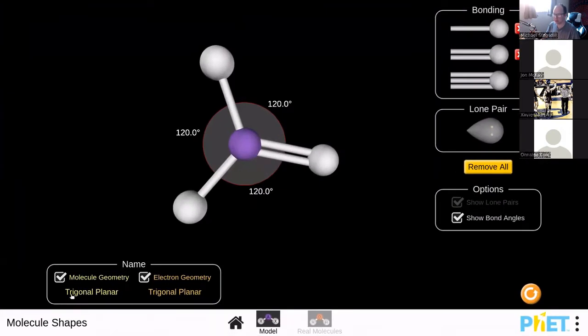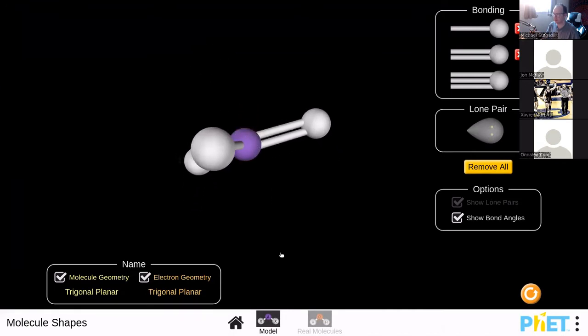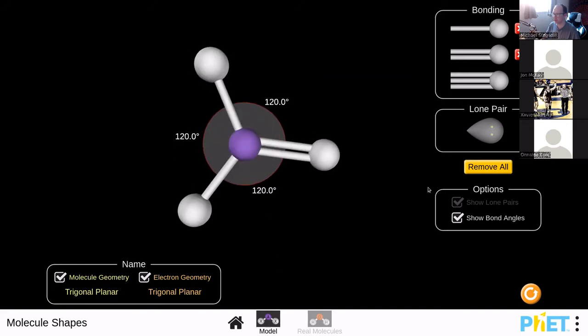Also, I forgot to mention, this is trigonal planar. Trigonal planar is what we call that. So it's on a single plane, it's a triangle, trigonal planar.